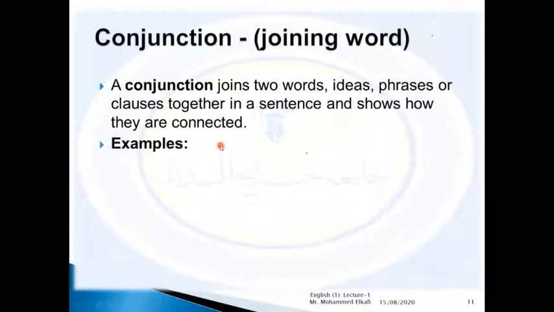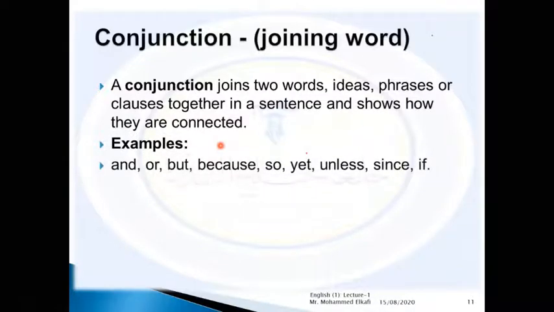Some examples of conjunction words, or connecting words, or joining words: and, or, but, because, so, yet, unless, since, and if. All of them are what? Joining words, or conjunctions, or linking words. Here, let's use them in some examples.